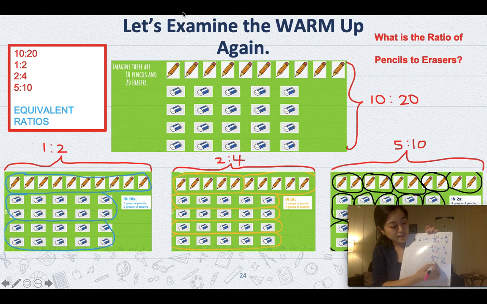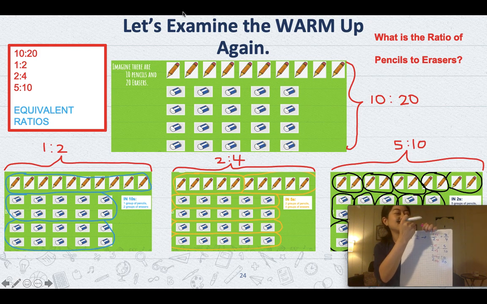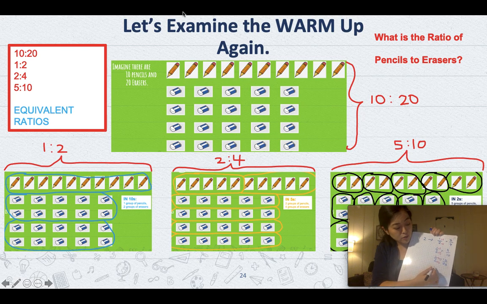What is that common factor that I multiply by? If you said 10, you are correct. Good job. So 1/2 and 10/20 are equivalent ratios. Did I say 1/2? I mean 1 to 2 and 10 to 20 are equivalent ratios. Sorry. Okay. Just to practice, let's go backwards.